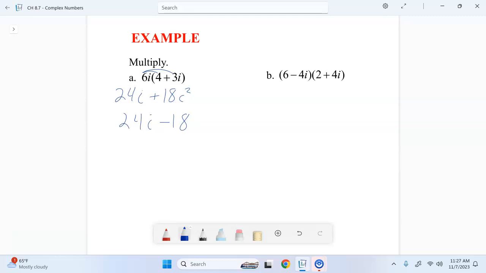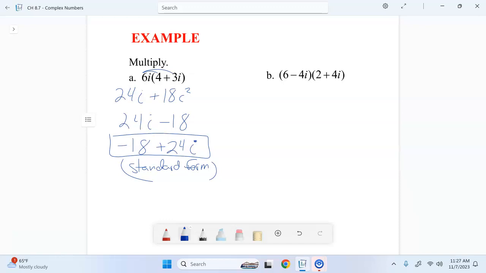Is that in standard form? No, we got to move it around. So how can I move that so it's in standard form? What's going to come first? Negative 18, then what? Plus 24i. So you need to make sure it's in standard form. Standard form. All right.